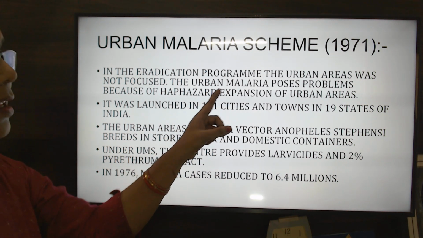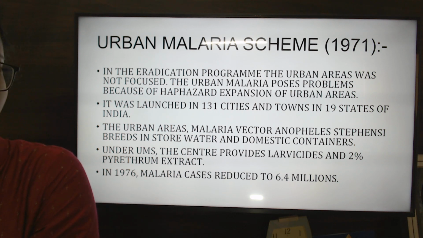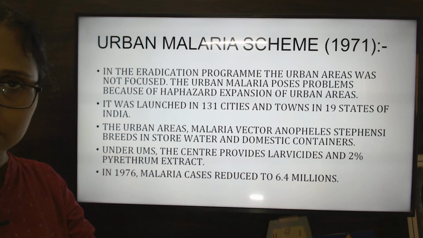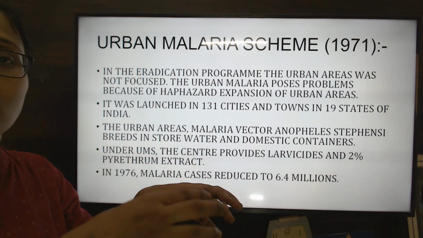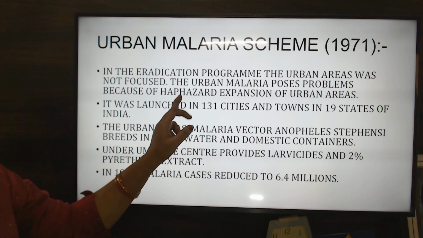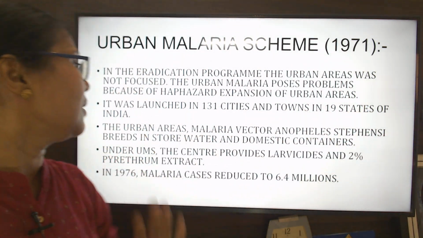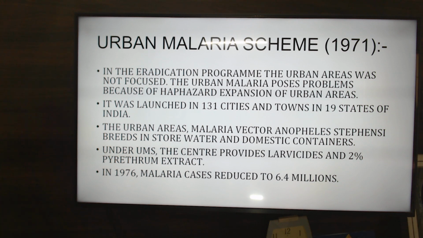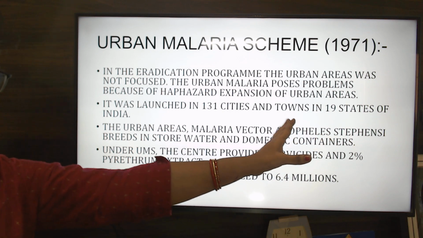Because of industrialization, factories and companies in 1971, people came from the rural area and largely worked in the urban area, and that populated area is called the urban area. It was launched in 131 cities and towns of 19 states of India. So for the first time, this scheme was launched on cities and towns. This is the Urban Malaria Scheme.